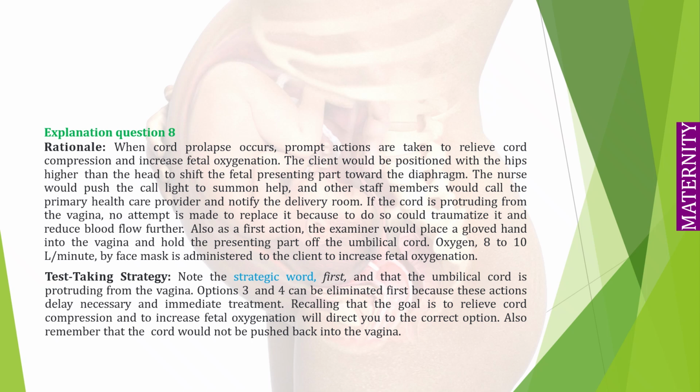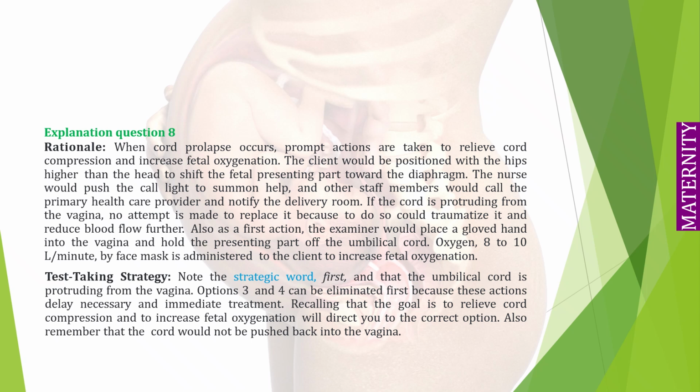Explanation question 8. Rationale. When cord prolapse occurs, prompt actions are taken to relieve cord compression and increase fetal oxygenation. The client would be positioned with the hips higher than the head to shift the fetal presenting part toward the diaphragm. The nurse would push the call light to summon help, and other staff members would call the primary healthcare provider and notify the delivery room.